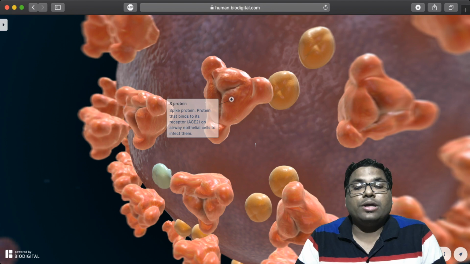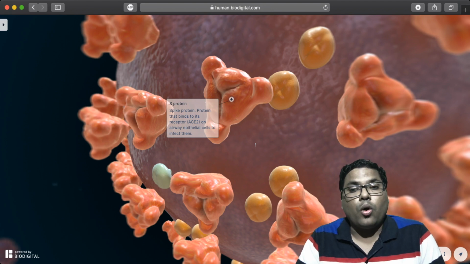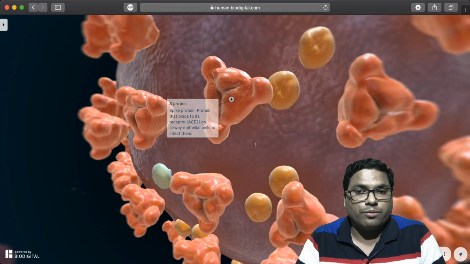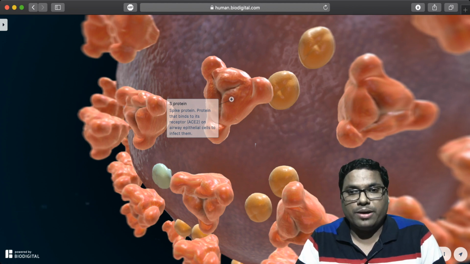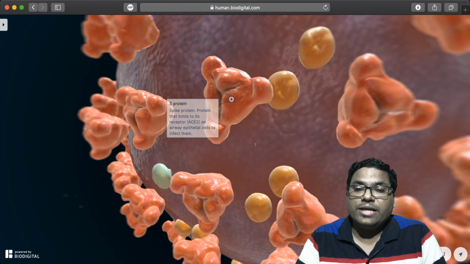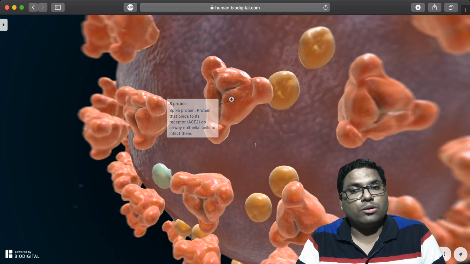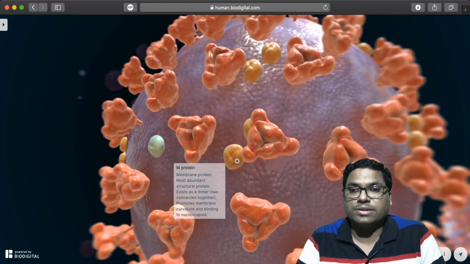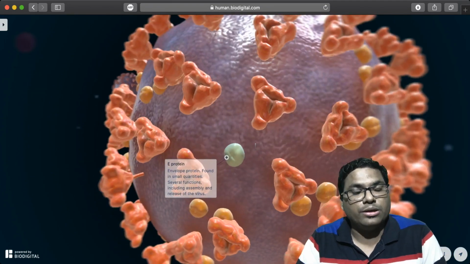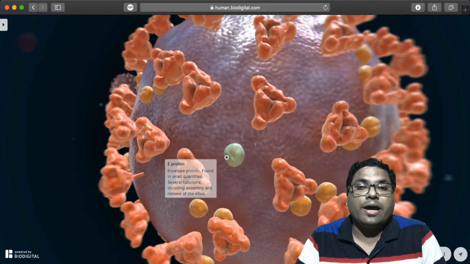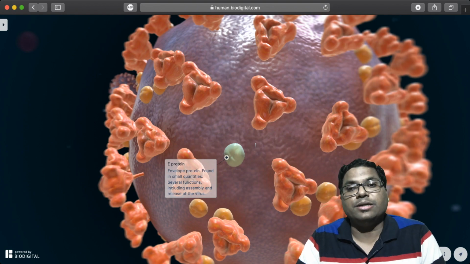Now the spike proteins, as you must have observed, are all over the virus and they give the crown-like appearance to the virus. From that crown-like appearance we got the word corona, and that's why these viruses have been called coronaviruses. Then we will go to the next part, that is the membrane protein. Coronavirus has a membrane protein called M protein, and then the next protein called E protein. Generally, these proteins help the virus in its assembly and release from the cell.